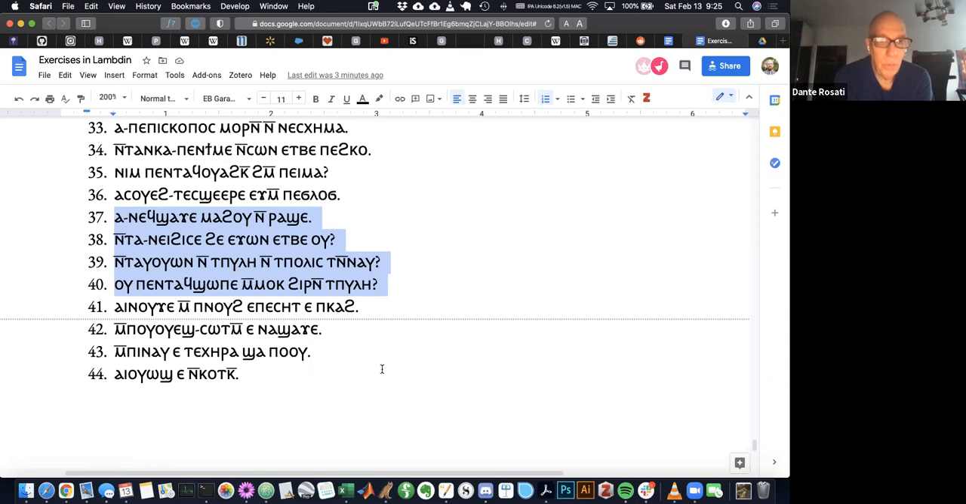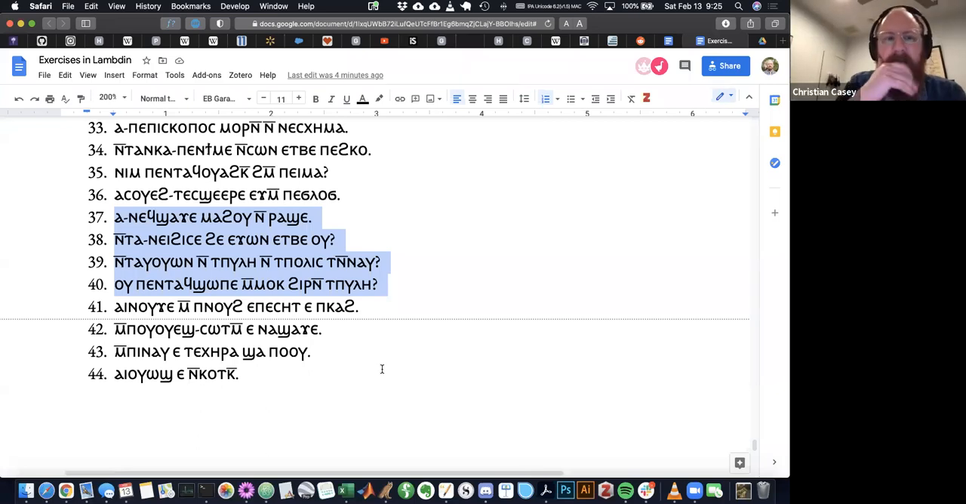Nefshache mahu en rashe. So his words filled them with joy or happiness. Yeah. Notice Coptic says you fill someone of something, whereas English says you fill someone with. So yeah, good job.